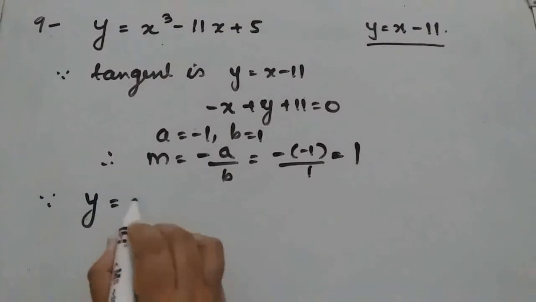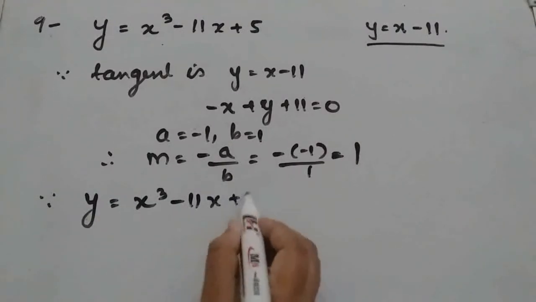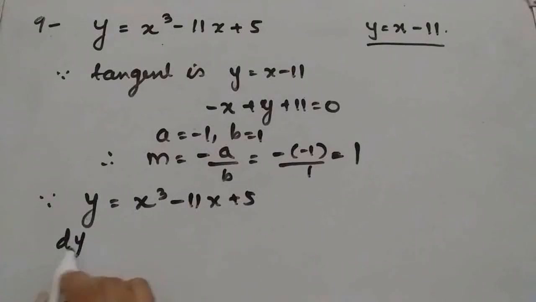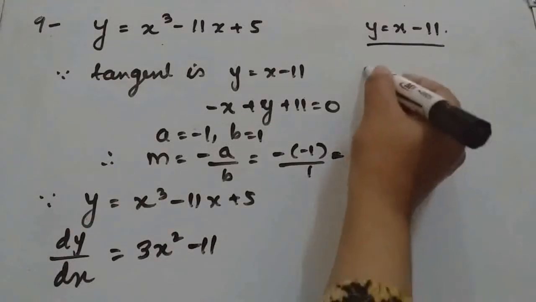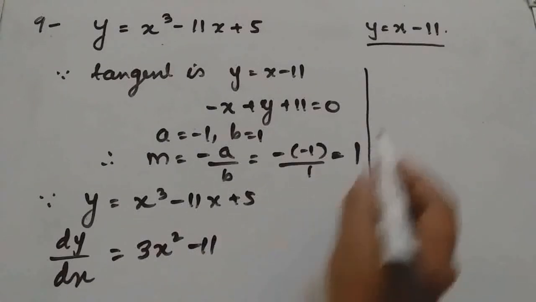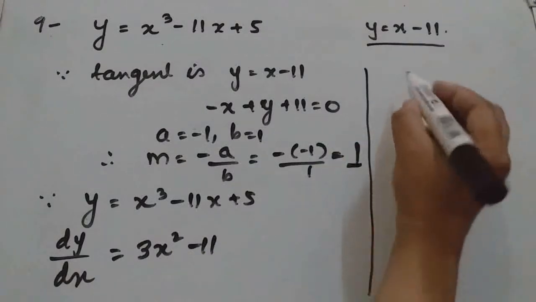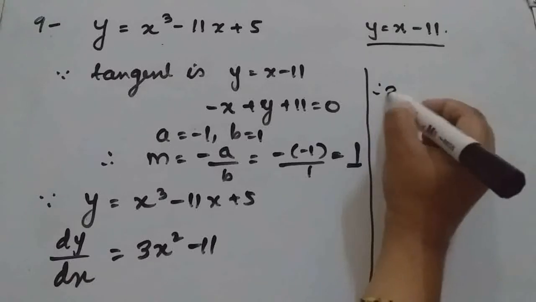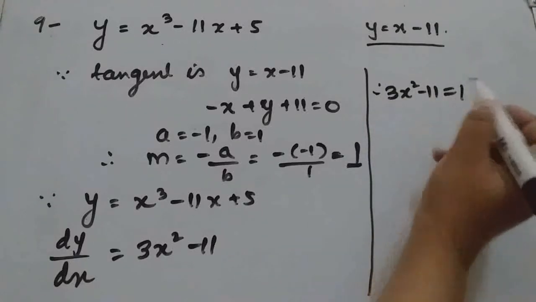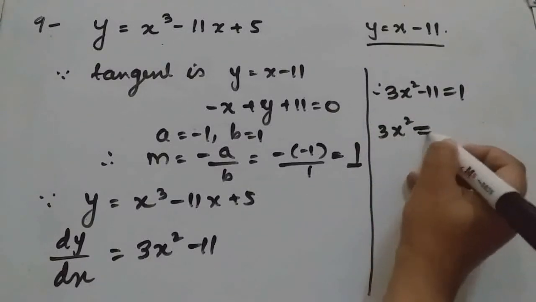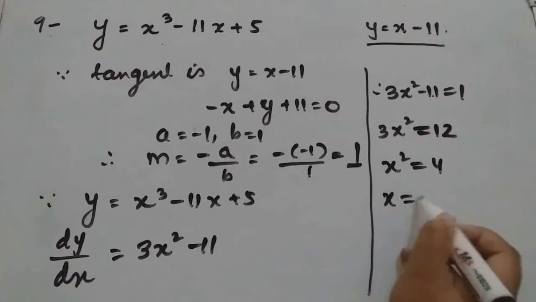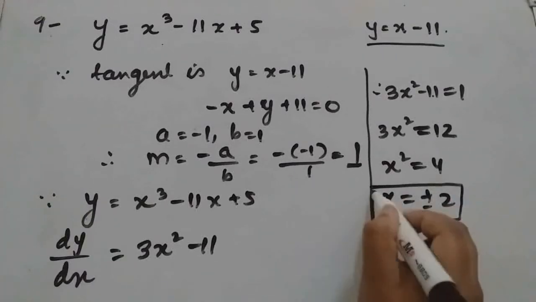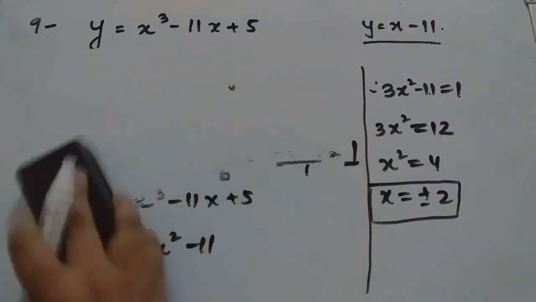Since this curve is given, by using the curve also we can find slope of the tangent. That will be dy by dx, so 3x square minus 11. But slope is what? 1. So therefore 3x square minus 11 equals 1. So 3x square equal to 11 plus 1 means 12. So x square is 4. So x value will be plus minus 2. Now two cases will arise here.